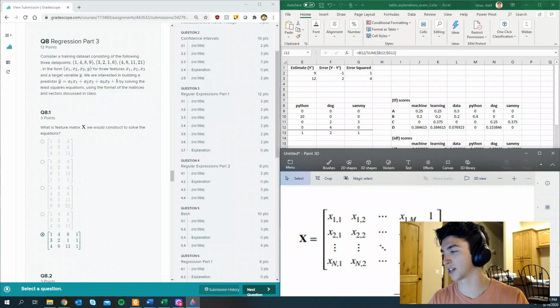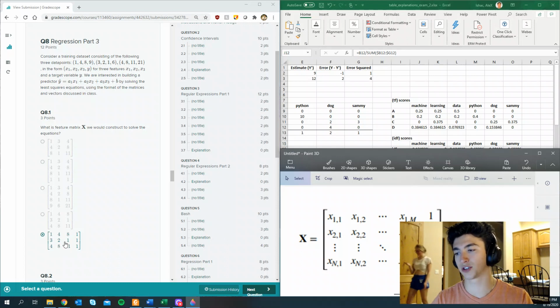This is our matrix X, right? And this corresponds where we have the Y column here. The 1s correspond directly with what we have here. And this corresponds directly with the above selection of 1, 4, 8, 1. And also with 3, 2, 1, and 4, 8, 11.